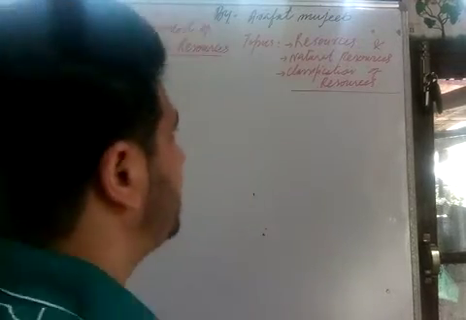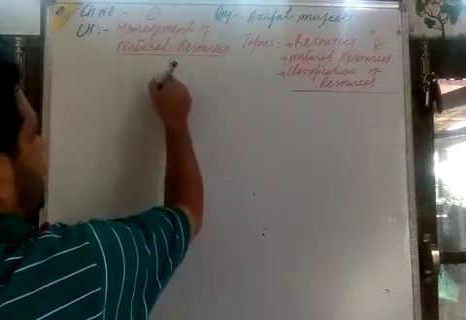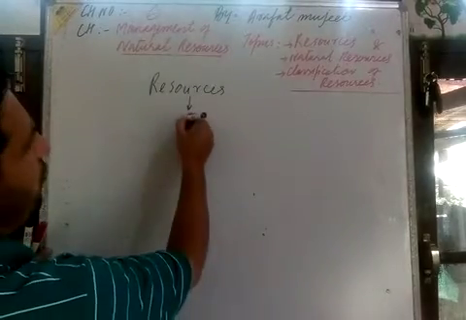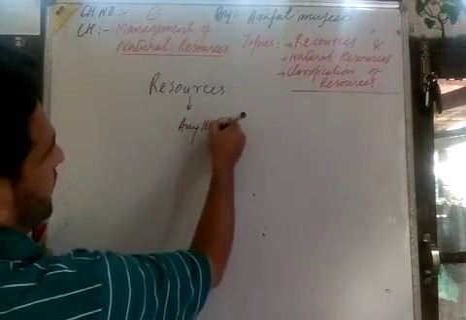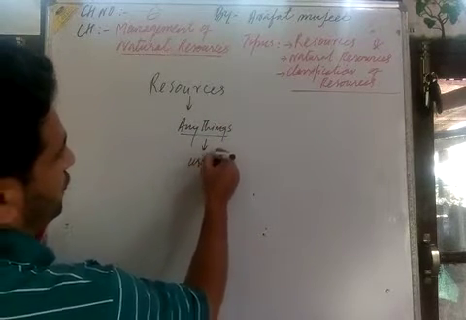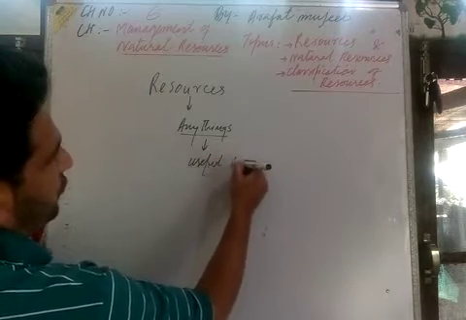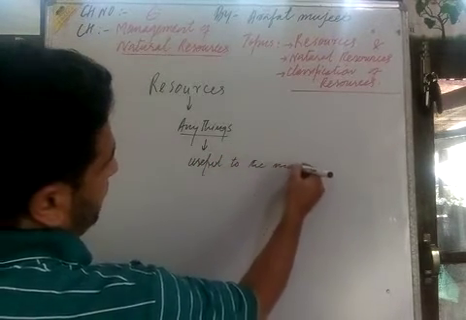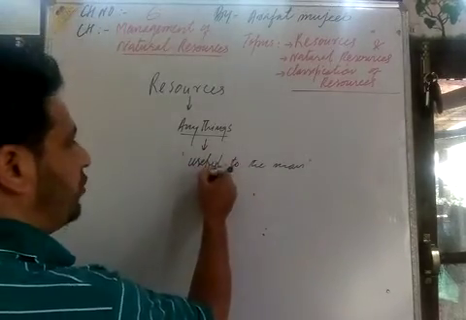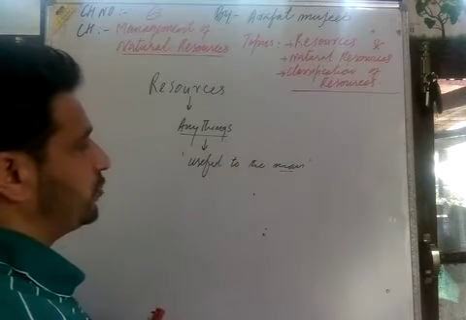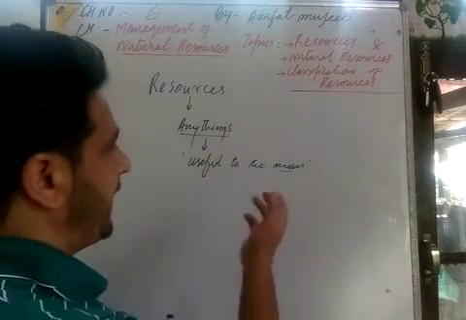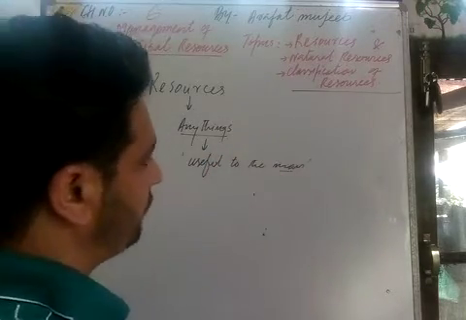Now we discuss the term resources. What are resources? A resource is anything that is useful to man. Any thing that proves useful to a human being, from which they get some benefit. The thing is useful and beneficial to the survival of man.